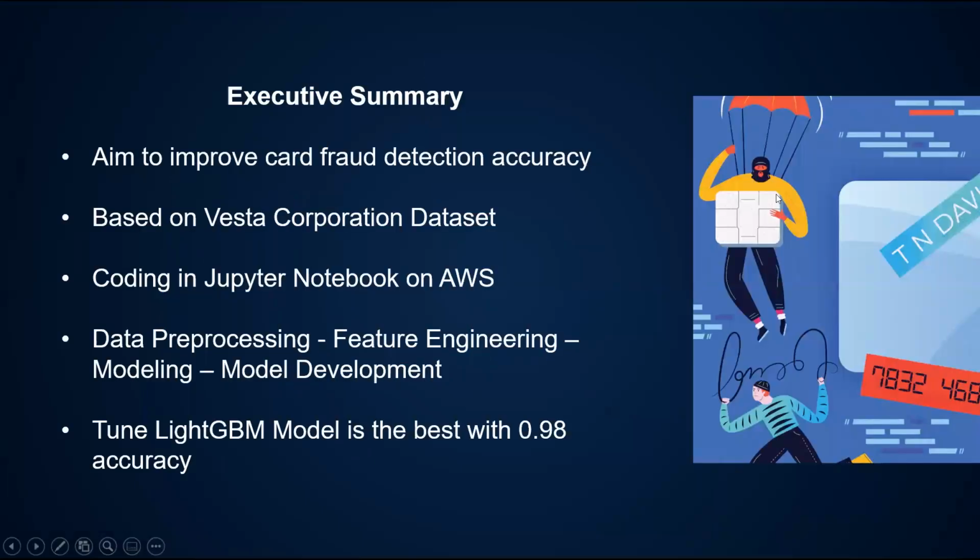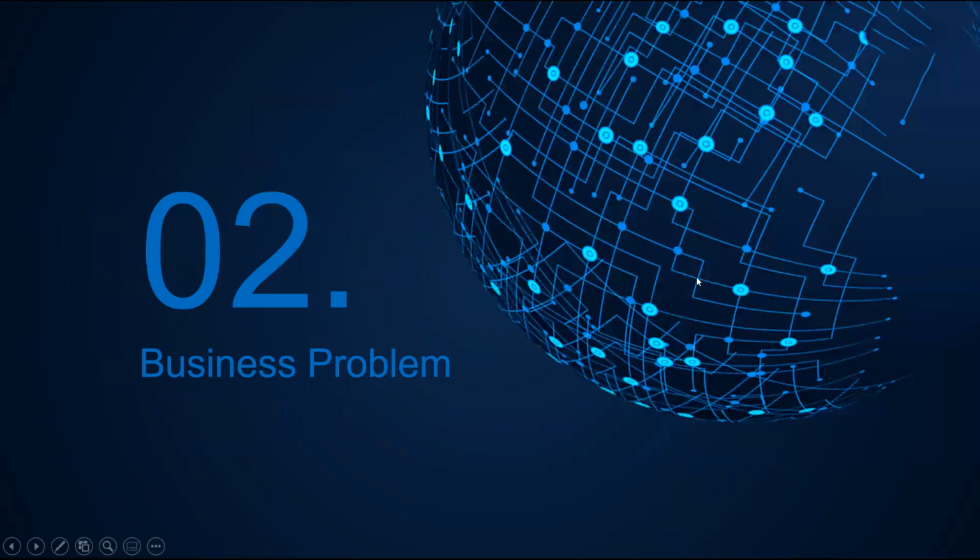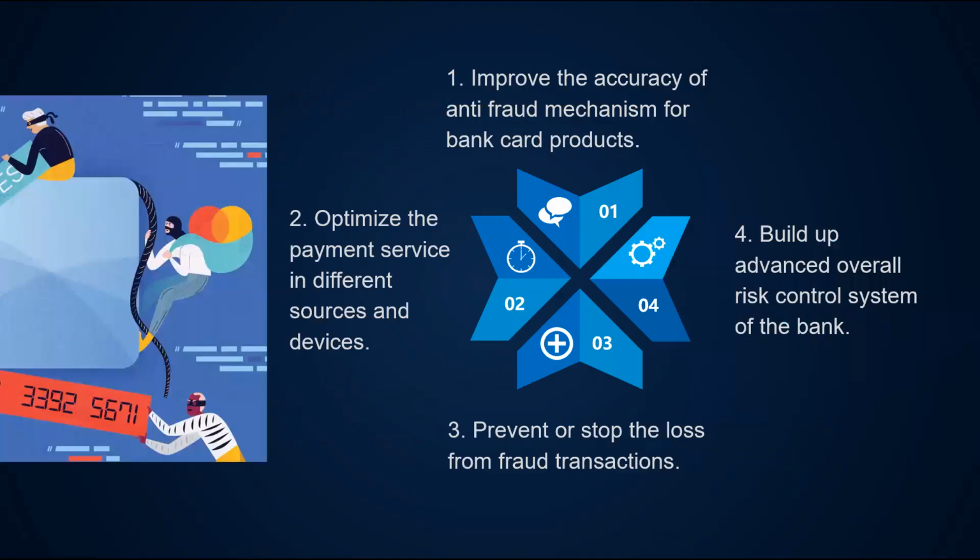The first part is the executive summary. First of all, this project aims to improve card fraud detection accuracy. Our dataset is based on the Vesta Corporation dataset from Kaggle. We completed our coding in Jupyter Notebook on AWS. The whole process can be concluded as data processing, feature engineering, modeling, and model development. The best model for the project is the LightGBM model, with a 0.98 accuracy.